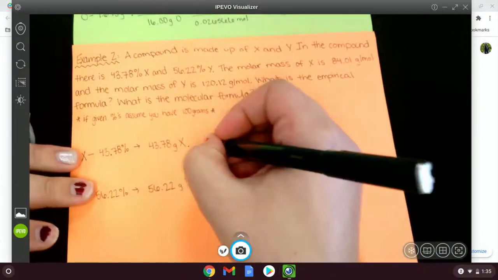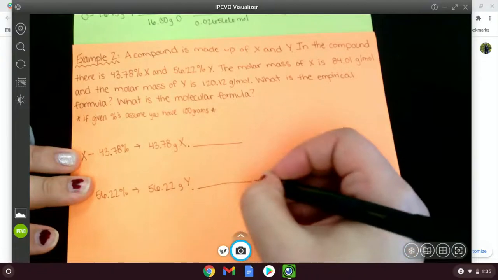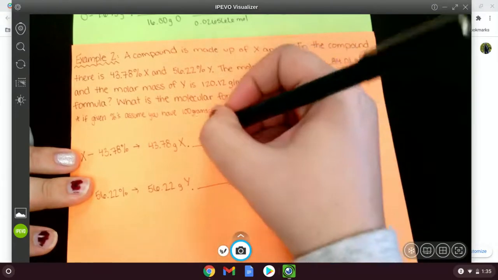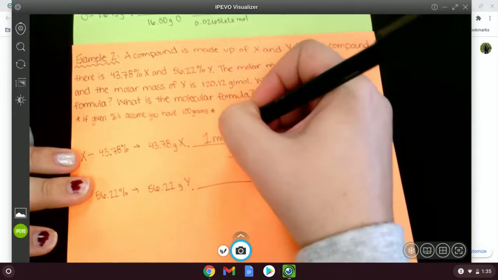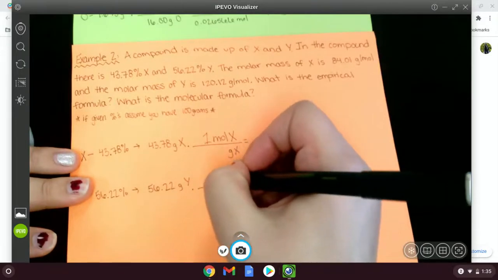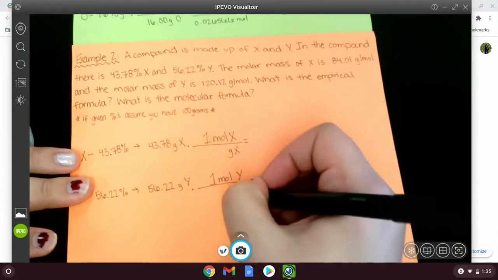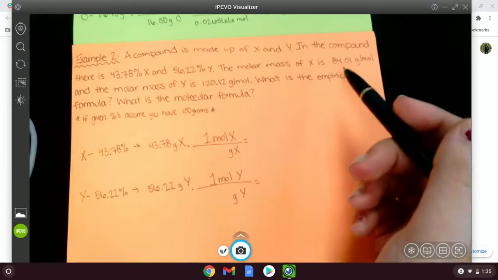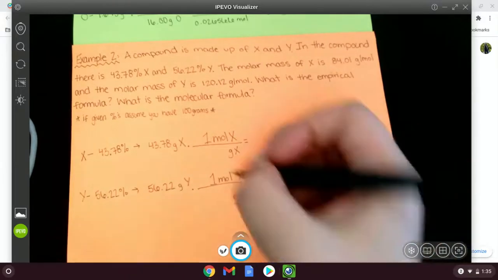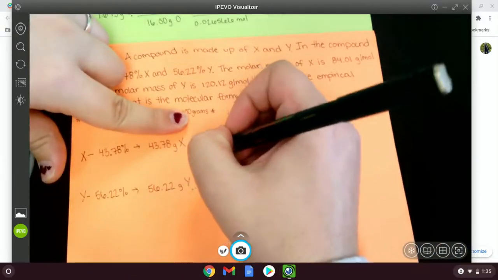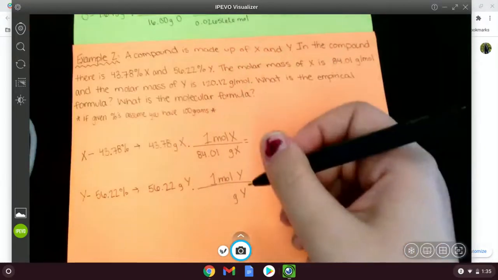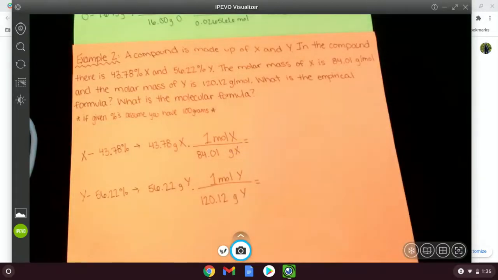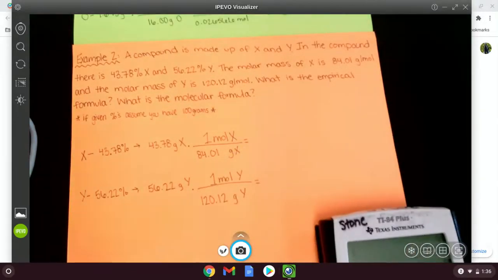Okay, so first things first, we need to convert our grams into moles. So dot and a line, dot and a line. Grams of X is going to go on the bottom because we want that to cancel out, and moles of X on top. Same thing for our Y. And we're going to use the information from the prompt. So X has a molar mass or atomic mass of 84.01, and Y has a molar mass or atomic mass of 120.12. So this is how we're going to set it up, and we're ready to do some division.